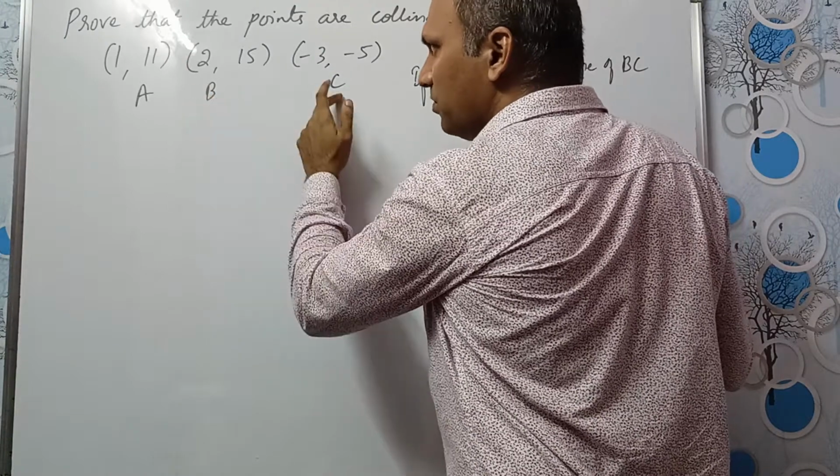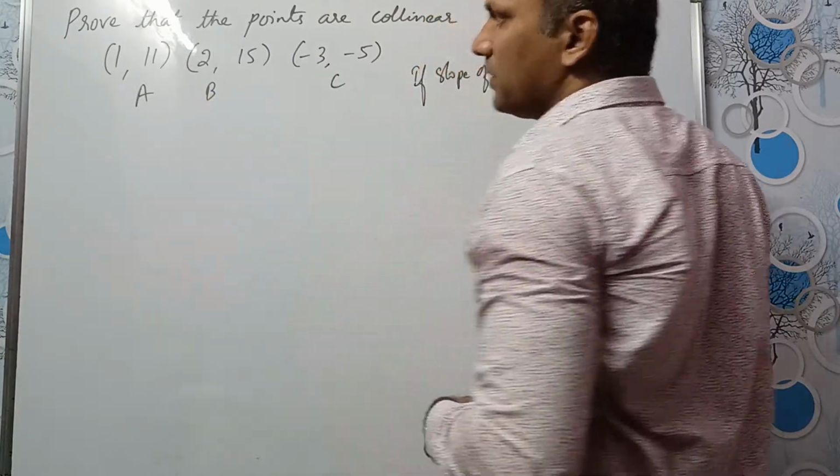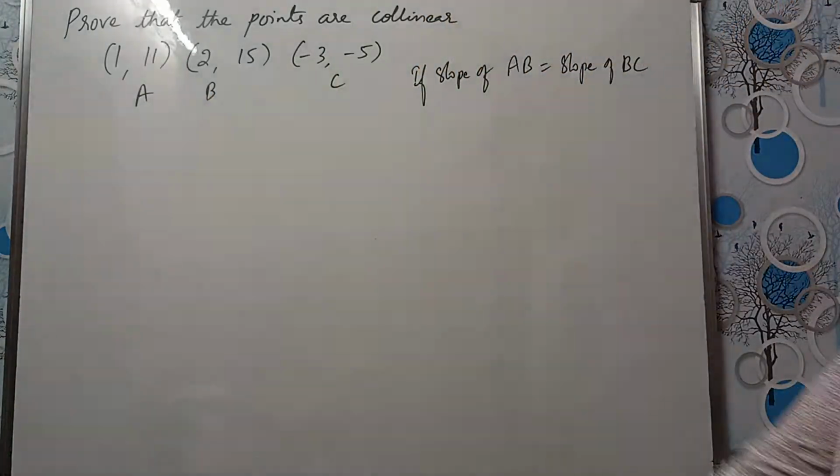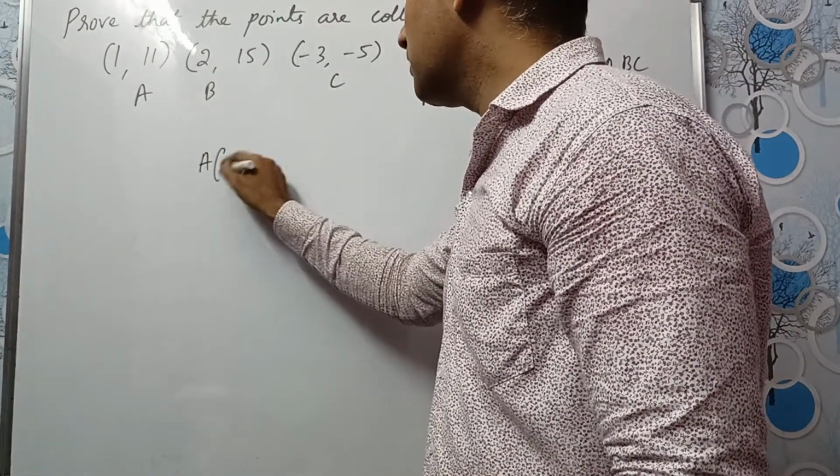If slope of AB is equal to slope of BC, or you can say slope of AC and BC also will be same. Slope of BC, slope of AC will also be same. Okay. Alright, so let us find slope of AB first.